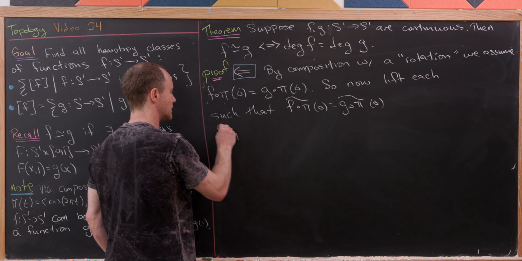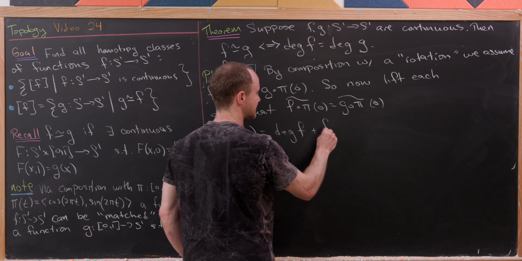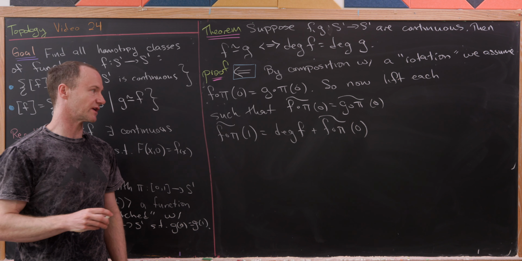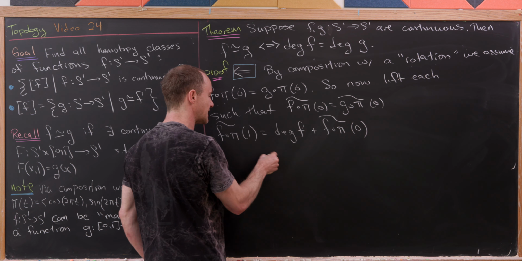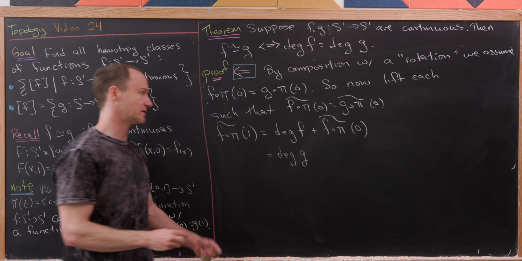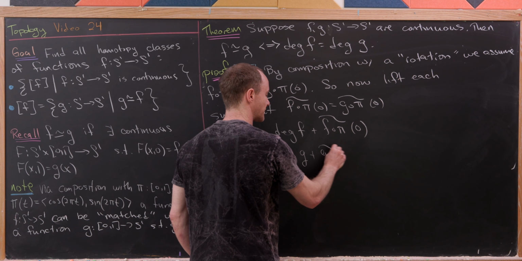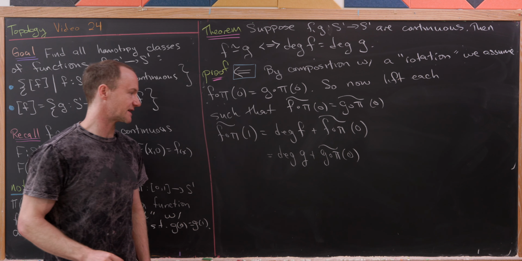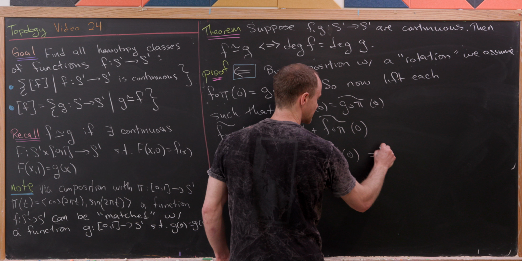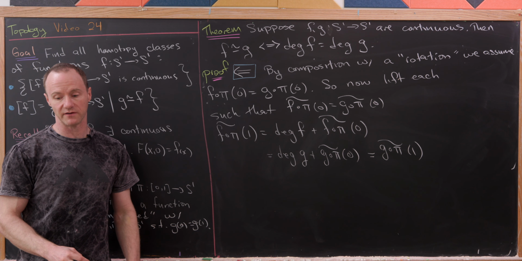So notice that f composed with pi tilde of 1 is equal to the degree of f plus f composed with pi tilde of 0, just by the definition of the degree of f. But now the degree of f is the same thing as the degree of g by our assumption. And then this number right here is the same thing as g composed with pi tilde evaluated at 0. But then putting these together, that's going to be the same thing as g composed with pi tilde of 1, by the definition of the degree of g.